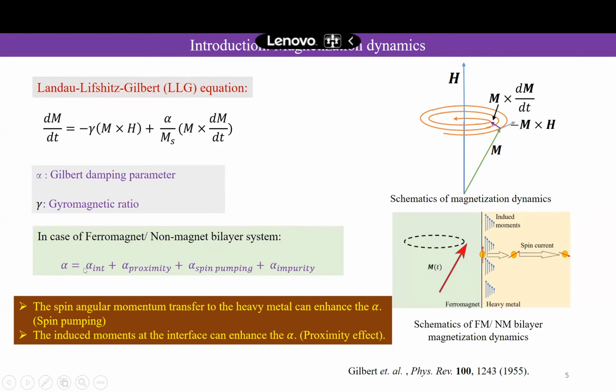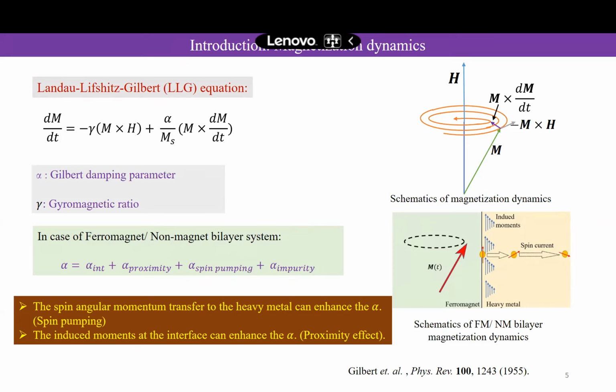The first contribution is alpha intrinsic. If we take a ferromagnet, non-magnet bilayer system, alpha intrinsic is the damping of the ferromagnet itself. Alpha proximity comes from the interface of the ferromagnet and non-magnet. Alpha spin pumping is the vital part of this work, because this is the contribution we are looking for. It comes from the spin pumping, and alpha impurity comes from physical or magnetic impurities.